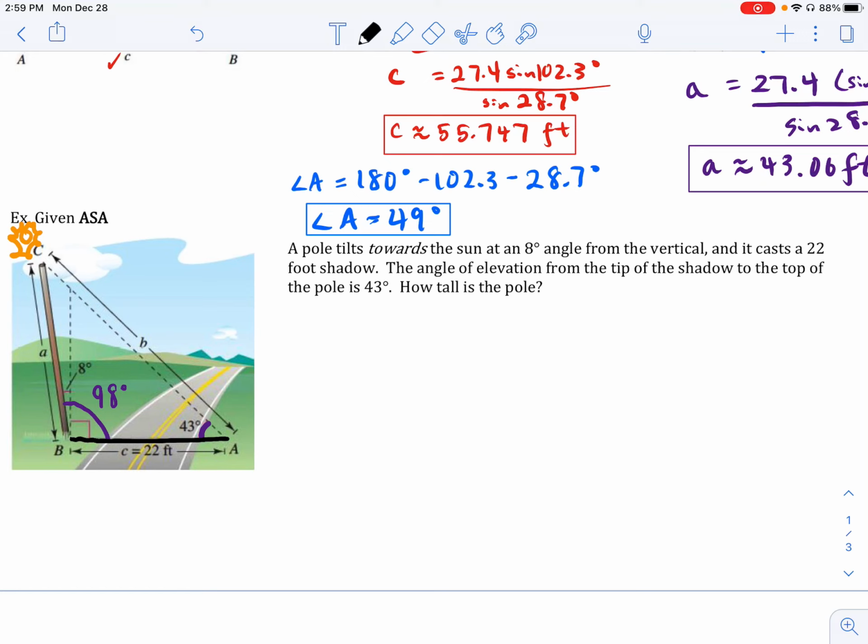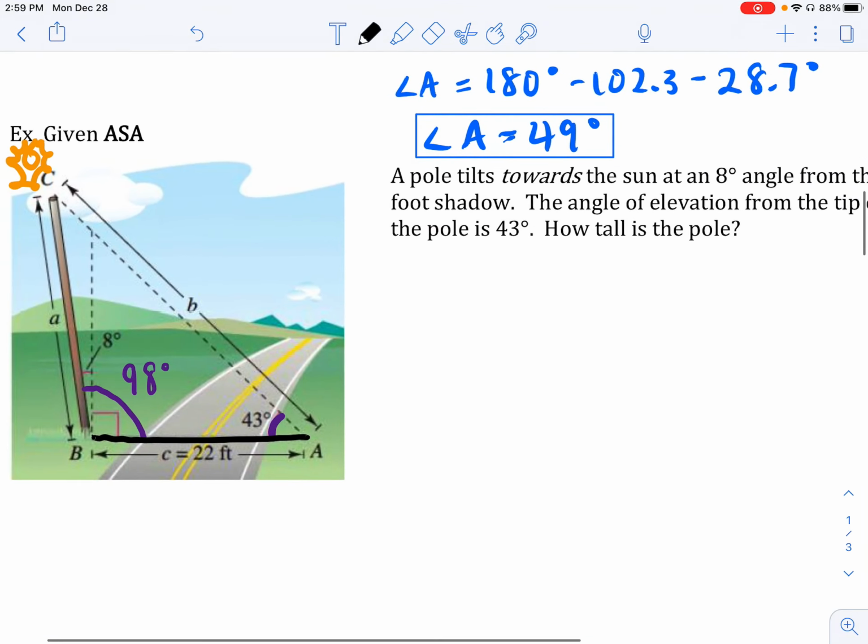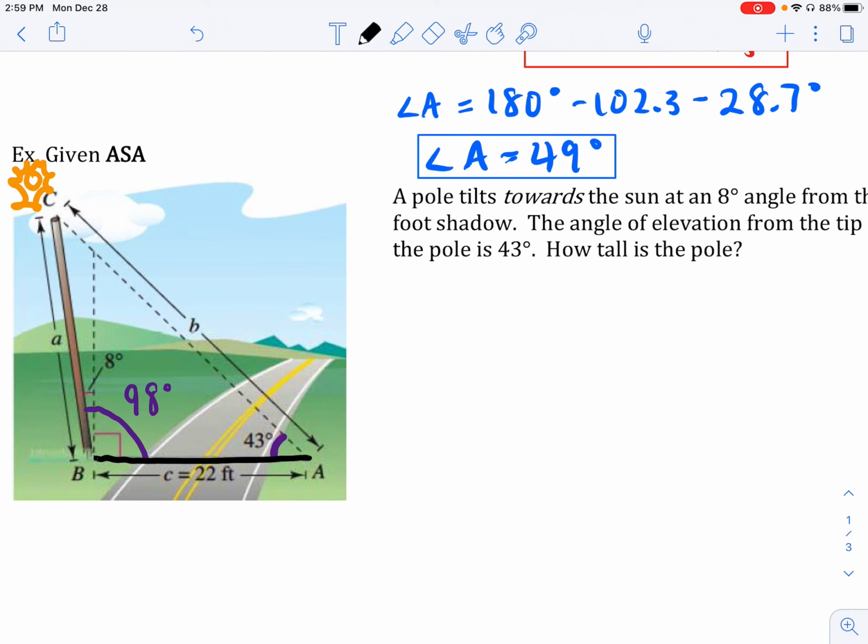It's an ASA case because we're given 2 angles. So look at the 2 angles that I've drawn in purple. We're given 2 angles, and the side that is given to us is an included side. It is between those 2 angles. It is not opposite either one of the 2 angles. So we call that an included side. ASA case, we're going to use the law of sines.